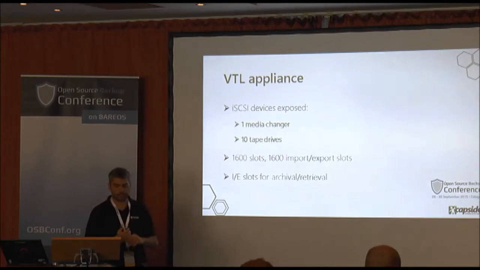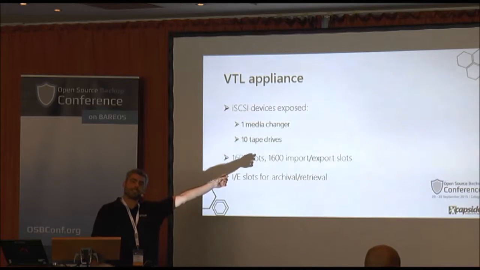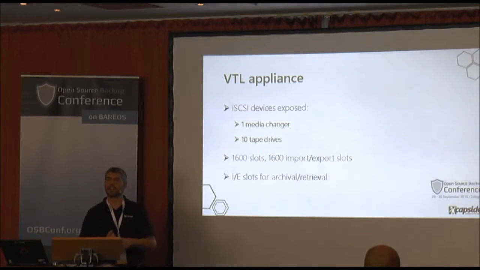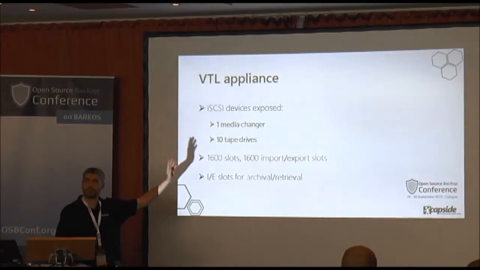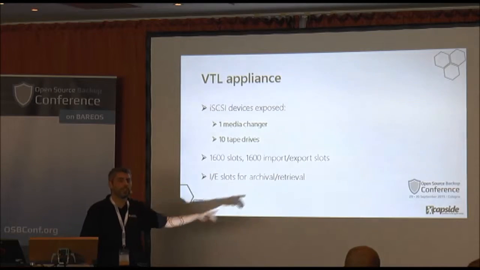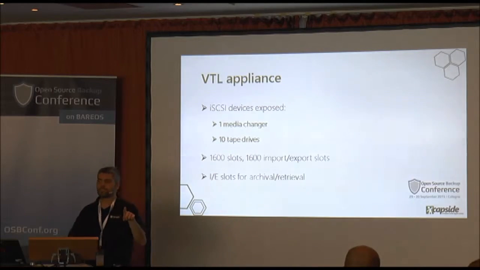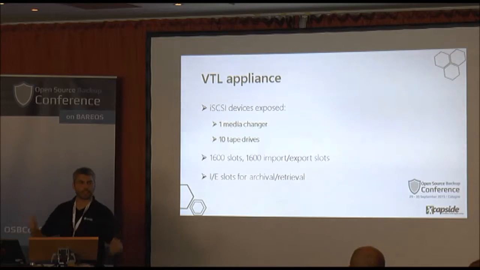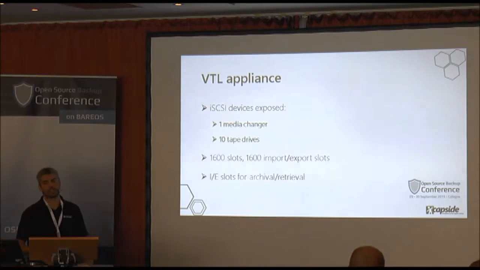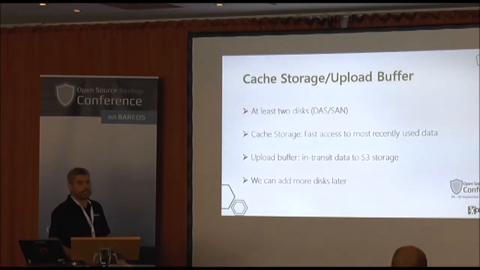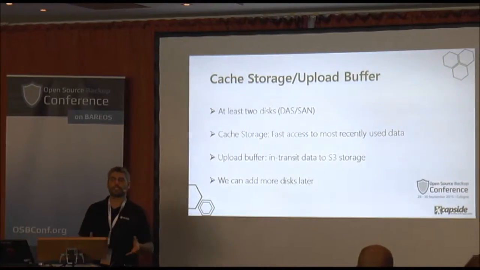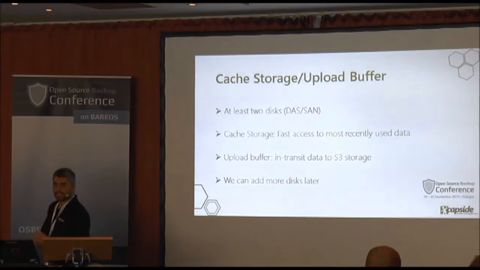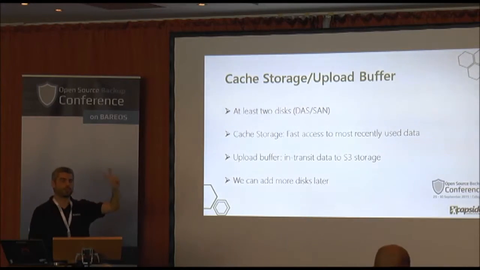Basically, for archival and retrieval. Remember the virtual tape shelf, like the off-site archiving vault site. When we move a tape from one regular slot to an import-export slot, automatically that virtual tape moves to that off-site place of AWS. We'll talk about it a little bit later. So, one of the most critical things about the VTL, the storage gateway, is that it needs at least two disks. This is very important. Why?